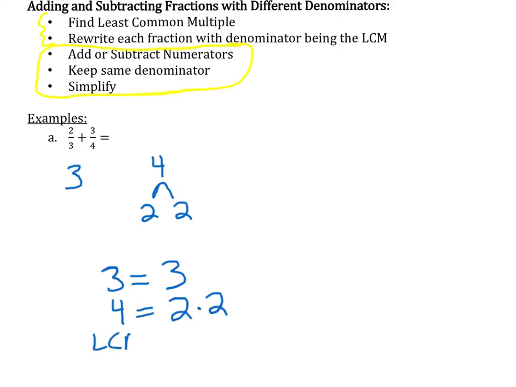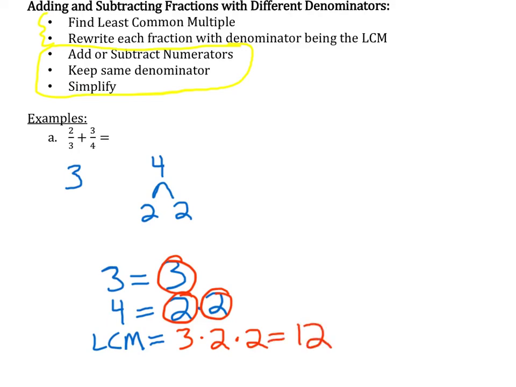To find the least common denominator or multiple, whatever you want to call it, we take the things that they have in common, which is nothing. Okay, they have nothing in common. And I have a 3, I have a 2, and I have a 2, which is going to give us 12. So this goes to show, if I have denominators that don't have any common factors whatsoever, then if I multiply them, I'll get my least common denominator.